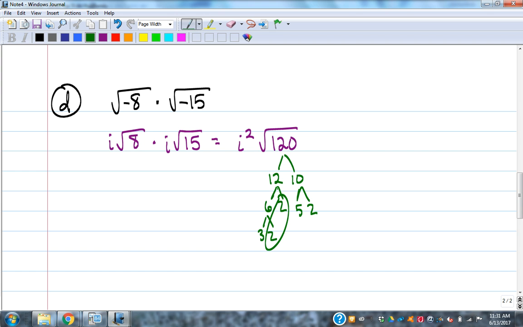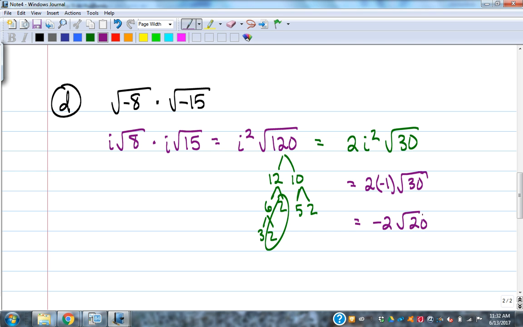5 times 2 is 10 times 3 is 30. So that's going to be 2i squared radical 30. 5 times 2 times 3 is 30. We know i squared turns into what again? Negative 1. So that's 2 times negative 1 square root of 30, and that would be negative 2 square root of 30. The final answer there.